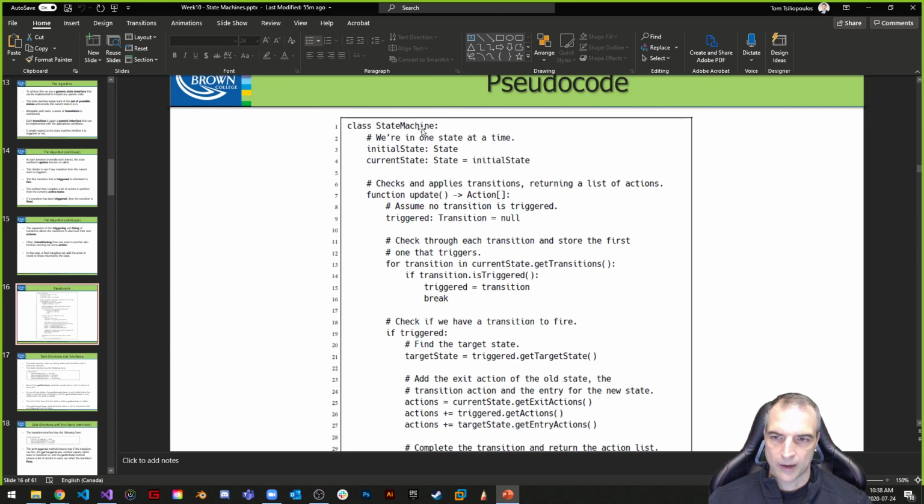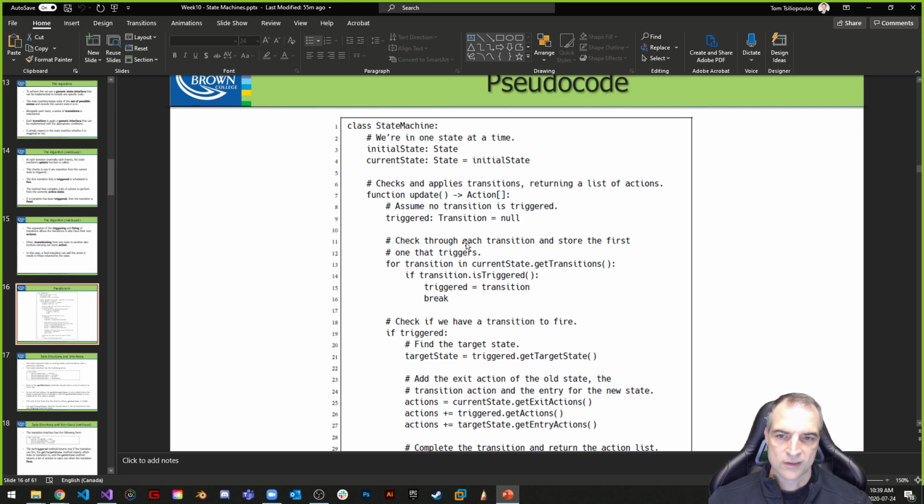So if we go back here, we're using composition. The state machine doesn't inherit from any other class. It's a base class, and we're only in one state at a time. We have an initial state, and we have our current state, and the initial state and the current state could be totally different. When it's initialized, the current state is the initial state. But we still keep track of the initial state because if I go back and restart the behavior again, I want to know where to start.